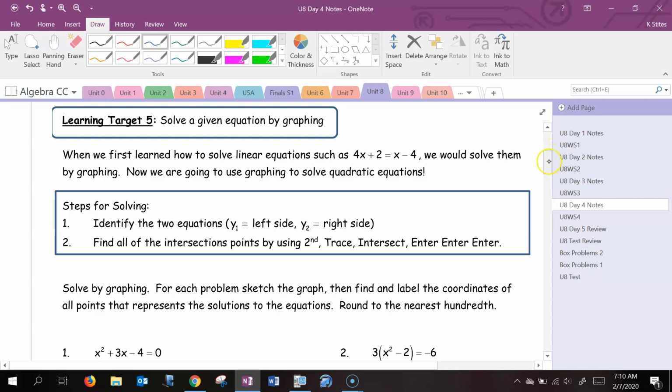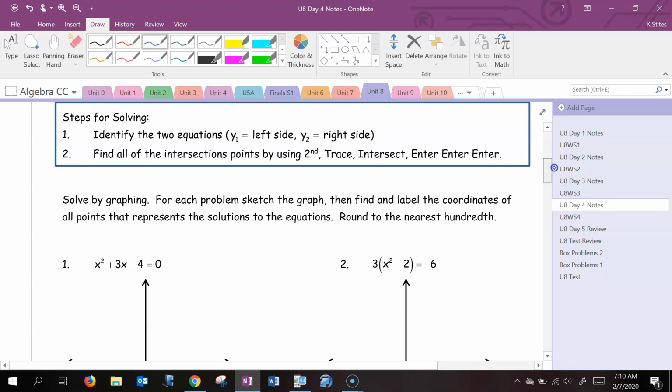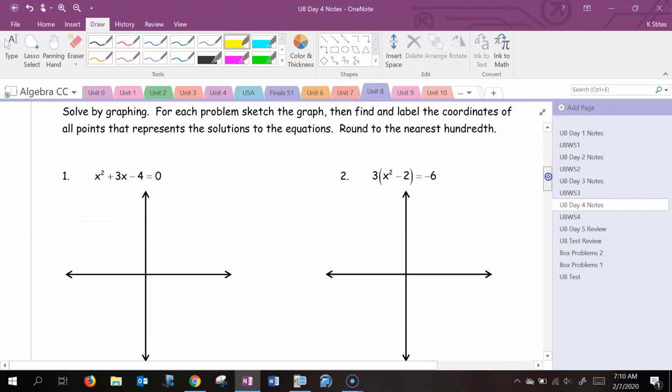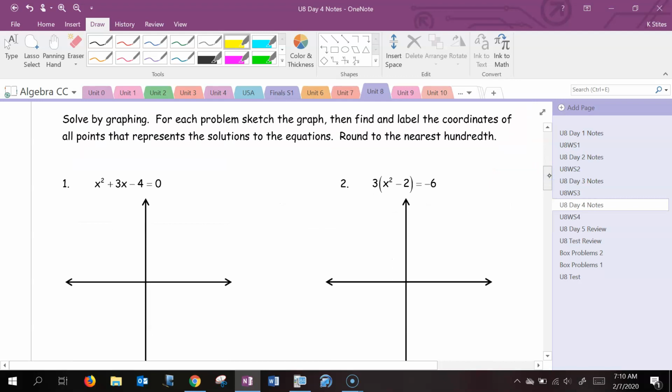So the key idea here when you solve by graphing is we're going to identify our two equations. Y1 is going to be what's to the left of the equal sign, and Y2 will be on the right. And then we're just going to find all of our intersection points by using second trace 5, 5 being intersect, enter, enter, enter. All right, so what we're going to do is we're going to sketch the graph, find and label the coordinates of all points that represent solutions. Those will be your intersection points. And we're going to round to the nearest hundredth.